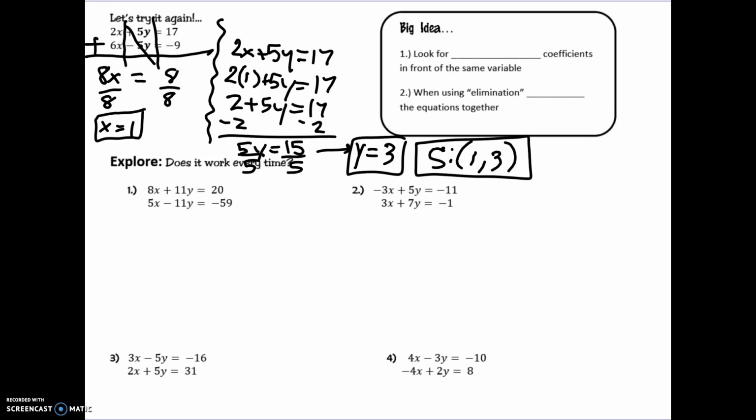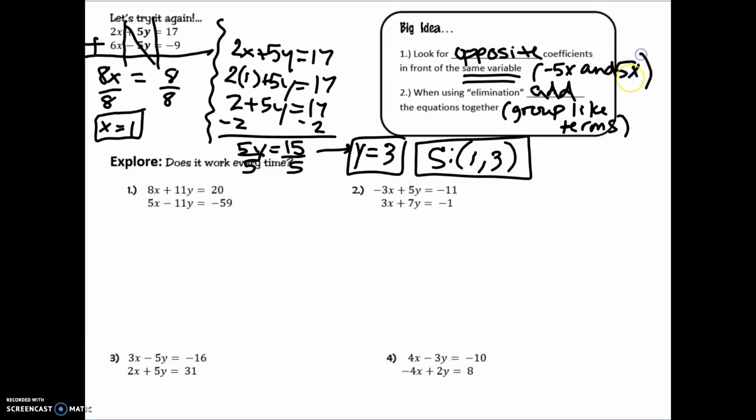The big idea here is you need to look for a system of equations that has opposite coefficients in front of the same variable in order to use this technique. When you're using the elimination technique, you have to add the equations together. So you also need to make sure that you group or line up your like terms. And what we're looking for, opposite coefficients, would be something like negative 5x and positive 5x, because when you add those two things together, they will cancel out.